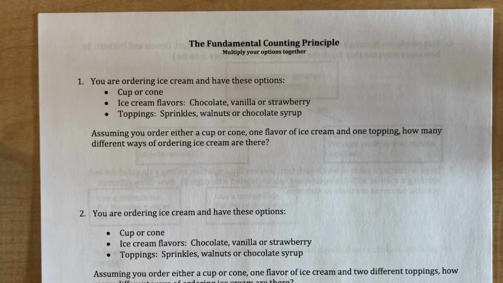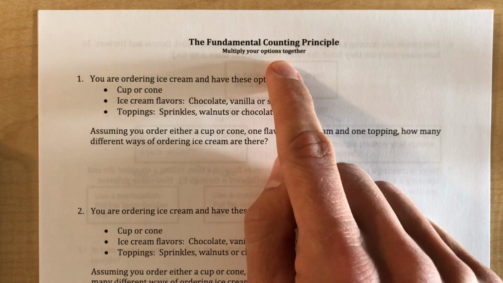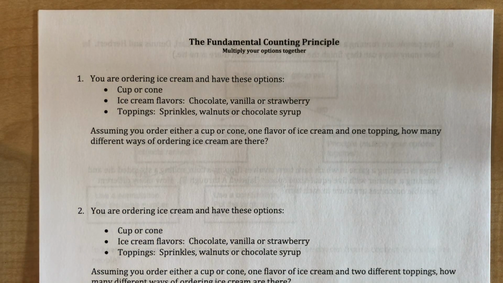The fundamental counting principle is really not a very difficult concept. All we have to do is multiply our options together. I do want to explain why we do that, and I also want to point out some of the intricacies of it and the fact that it's easy, but we have to read the problem very carefully.